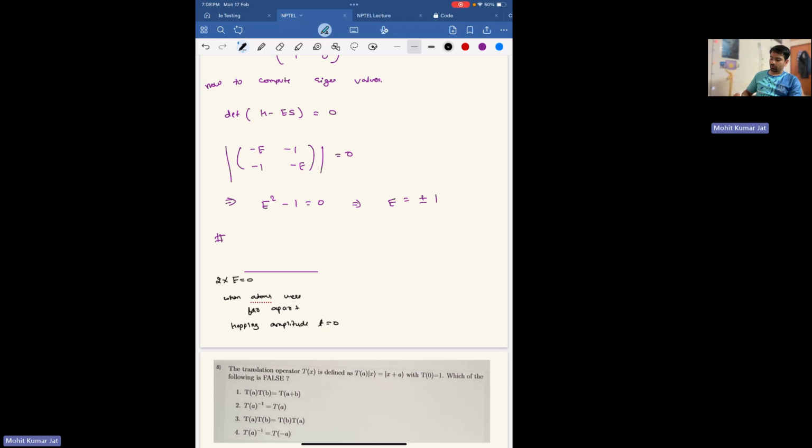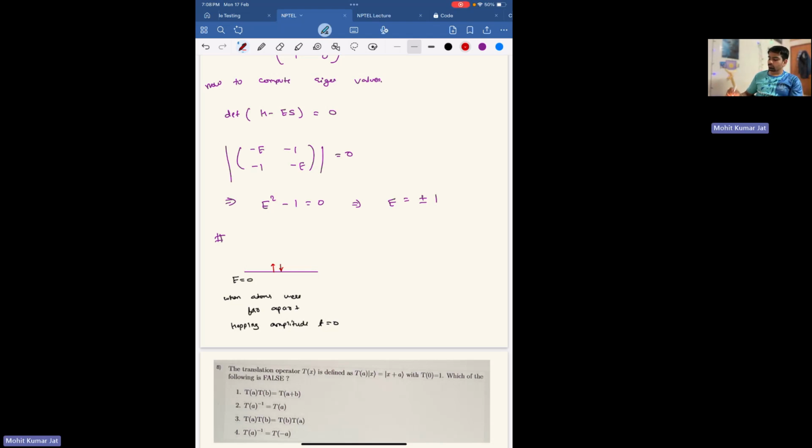For one electron, it will be like this, up spin, or the other will be the down spin, or it can be up, up. I don't care. So that's what it is.